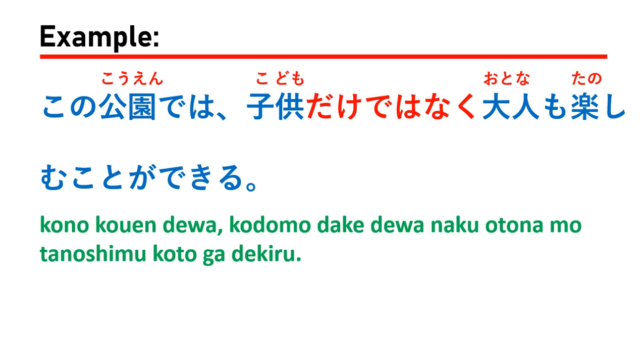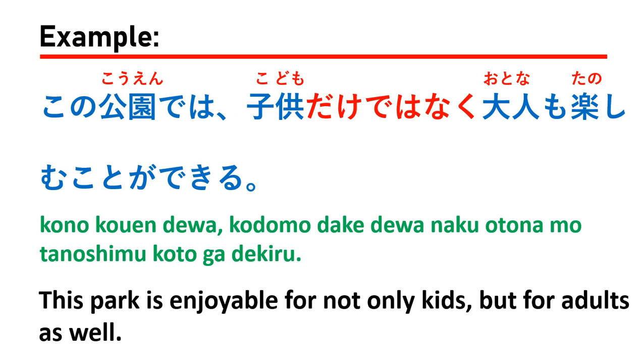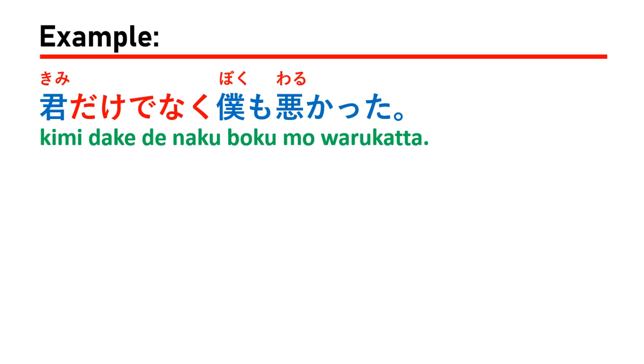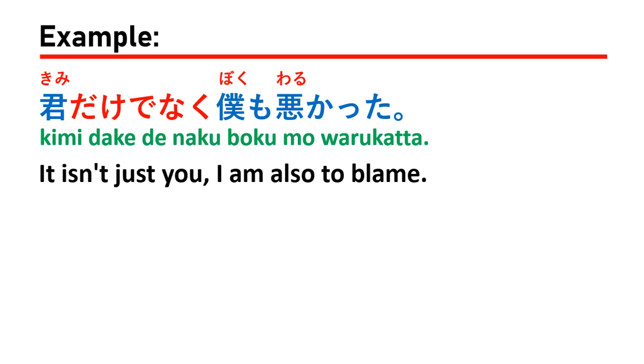The next example. この公園では子供だけでなく大人も楽しむことができる。Which means this park is enjoyable for not only kids but for adults as well. 君だけでなく僕も悪かった。This means it isn't just you. I am also to blame.